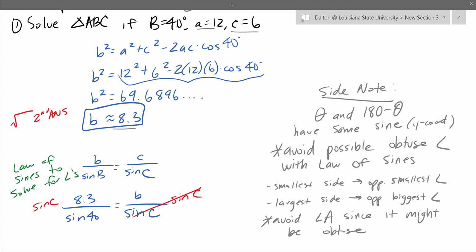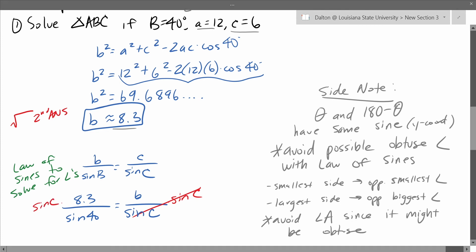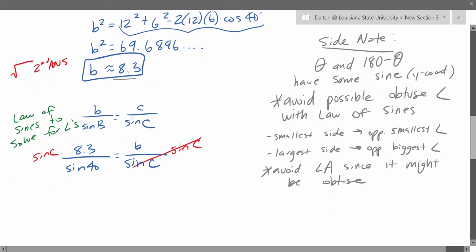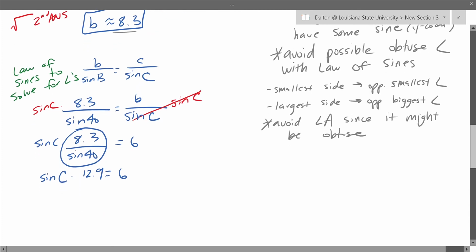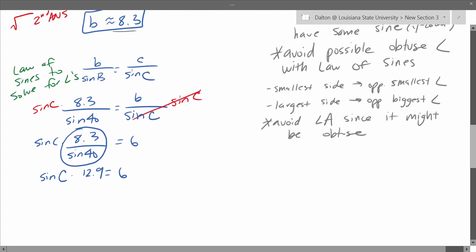In your calculator, you can go ahead and simplify this part. So we've got the sine of C times 8.3 over the sine of 40 is equal to 6. Calculate that in your calculator, and you get that the sine of C times 12.9 is equal to 6. Now, I wouldn't round that. You can round it on paper, obviously, because you can't write all the numbers, but don't round it in your calculator.